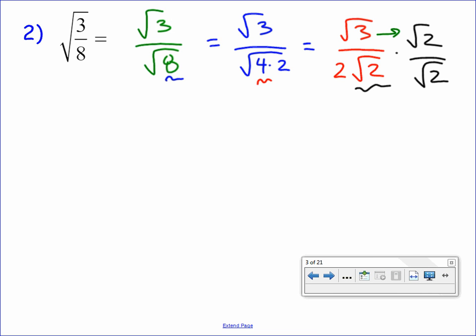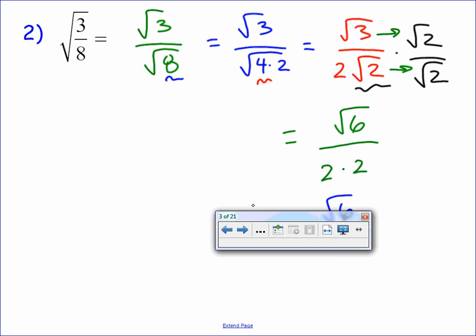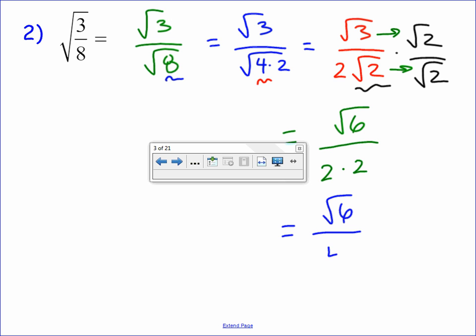So here we go. Root 3 times root 2 is root 6. Because they're both radicals, I can apply the quotient property. Root 6 doesn't contain any perfect square factors, so that's not going to reduce. That's the end of the road for that. 2 times root 2 times root 2. Oh, goodness gracious. So let's do the root 2 times root 2 first. Gives me 2. So on bottom I have 2 times 2. So we must get root 6 over 4.